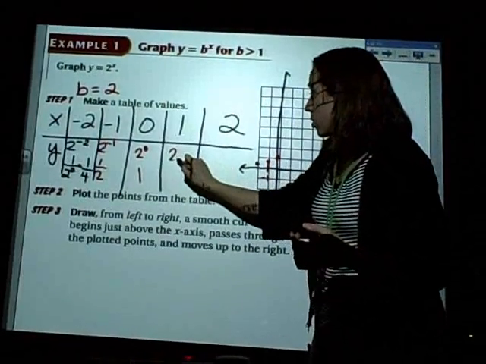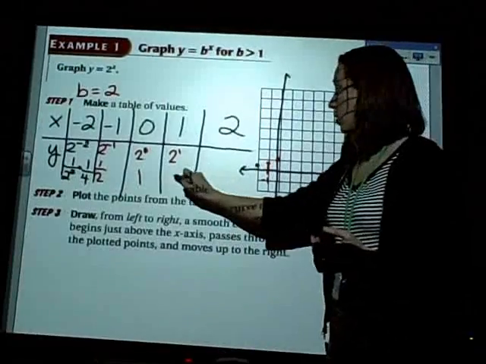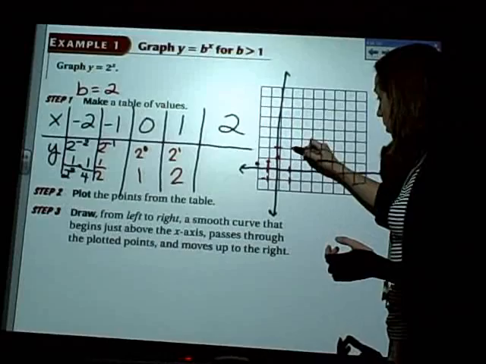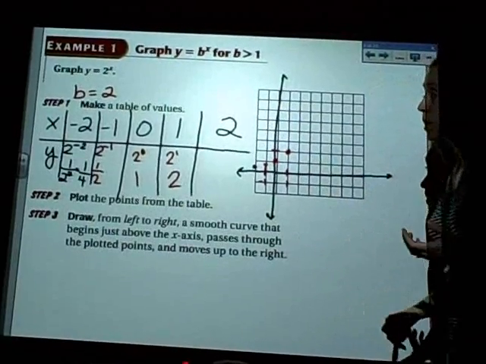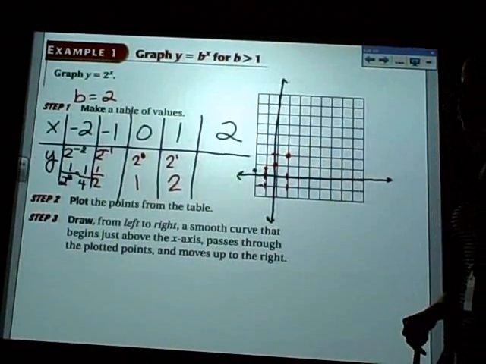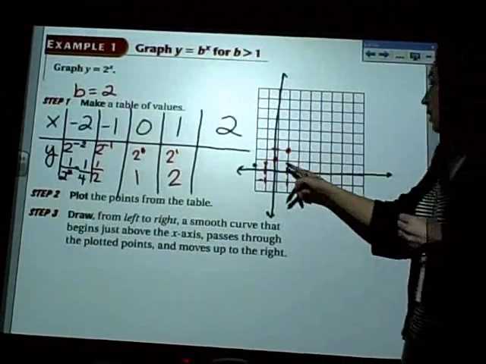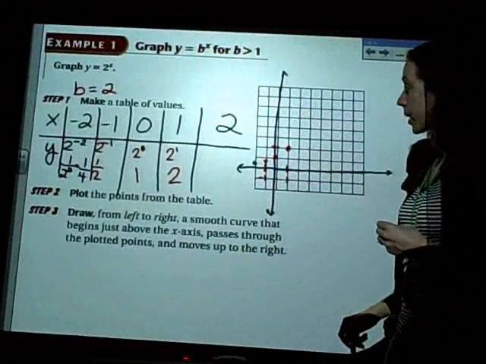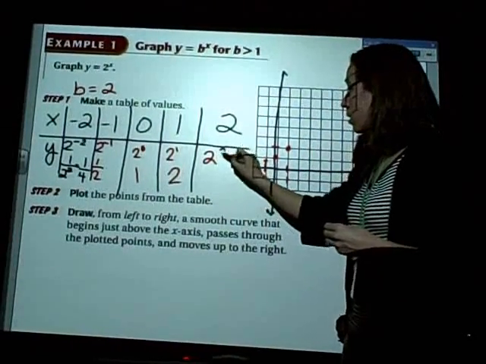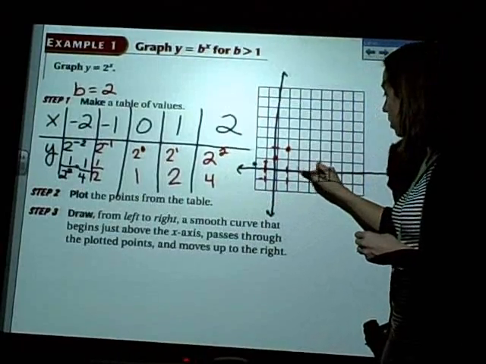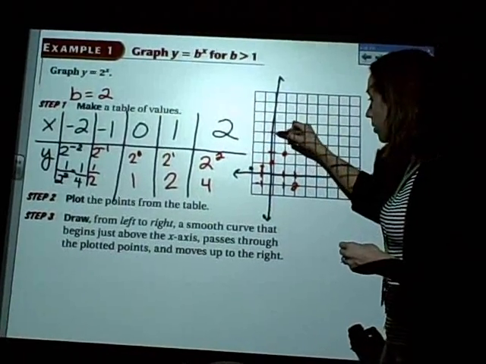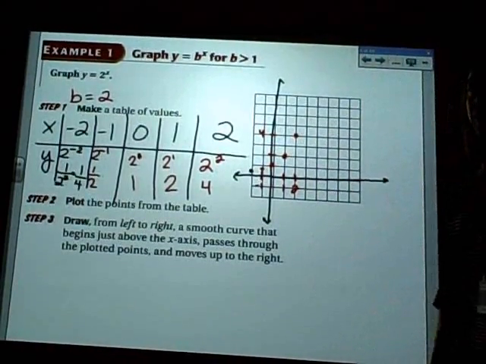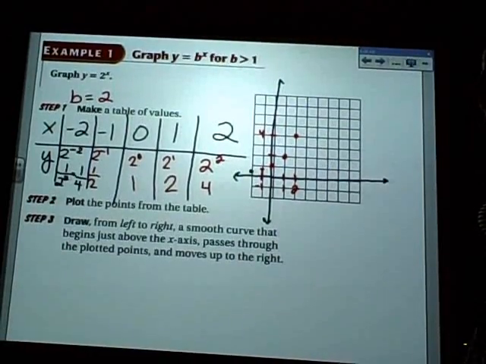Next, we're going to plug in 1. 2 to the first is just 2, so we're going to graph the point (1, 2), right about there. And you guys might remember the other point these exponential functions go through is 1 and then your b value. And here our b value is 2. Okay, last one, 2 squared is 4. There's 2, goes up to 4 there, and we're going to put a dot. So our points are plotted, we have accurate values, we are almost done.